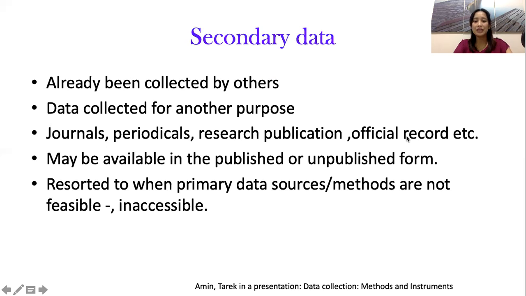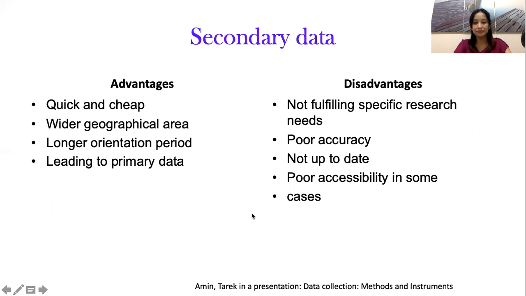It may be available in either published or unpublished form. So for example, the PhilHealth data was not specifically designed for your study's purpose, but it was actually designed for PhilHealth use. But you can also utilize that. It is resorted to when primary data sources or methods are not feasible or inaccessible. So the advantages are that it is quick and cheap because the data is already there. It can capture a wider geographical area, a longer orientation period, and it could lead eventually to collecting primary data.